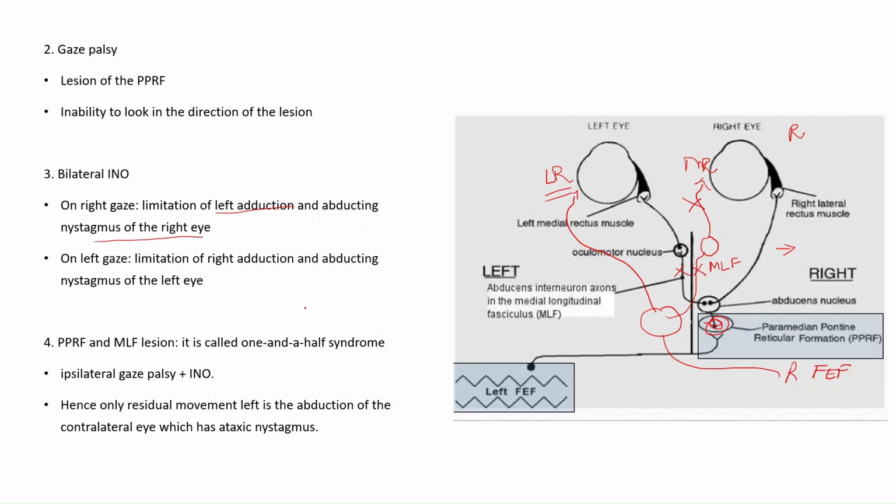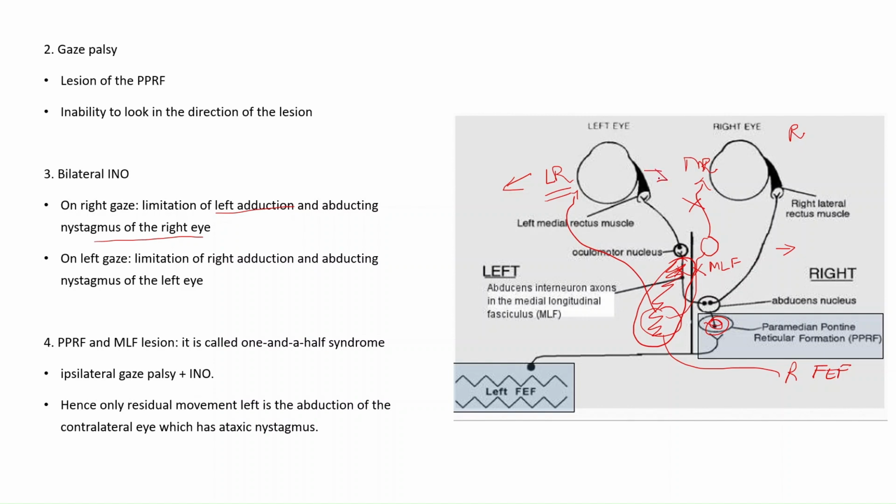So the next horizontal gaze palsy is PPRF with MLF lesion. Suppose the lesion is affecting this whole thing here. So PPRF is also affected and MLF is also affected. When PPRF is affected, you do not have gaze to your ipsilateral side. So there is ipsilateral gaze palsy with INO. So what happens if there is an MLF lesion here?